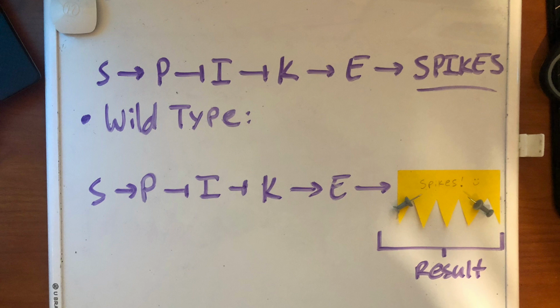And so here we have the wild type strain, so all DNA is unmutated. So we have the S enzyme will promote P. P inhibits I, so I can no longer inhibit K, so K is allowed to promote E, and then E promotes the formation of spikes in the skin cells.